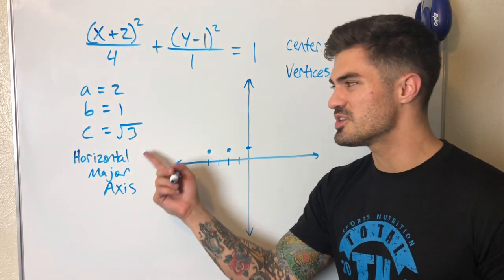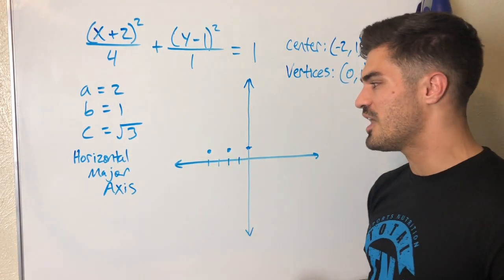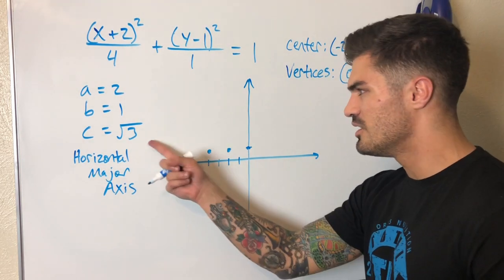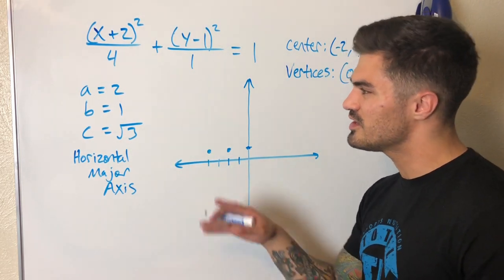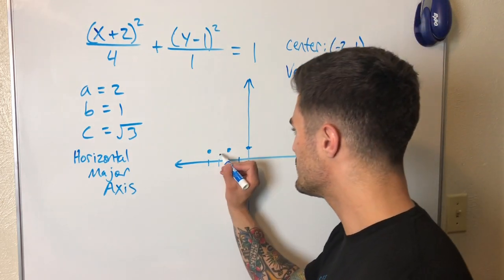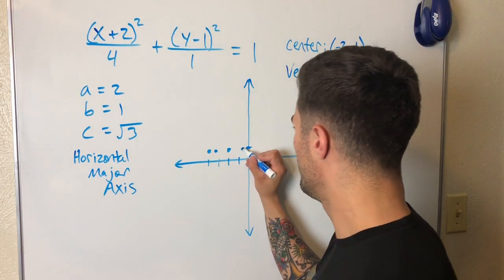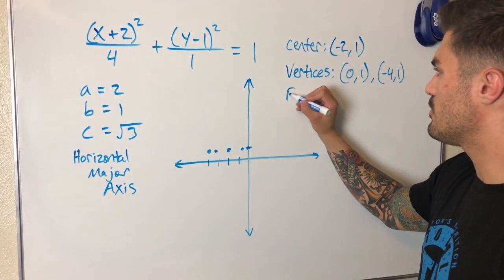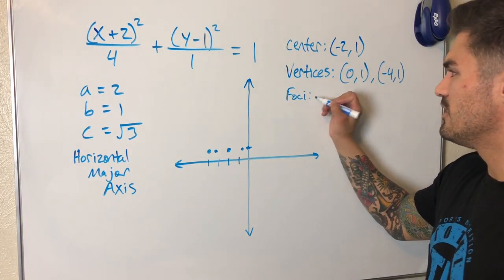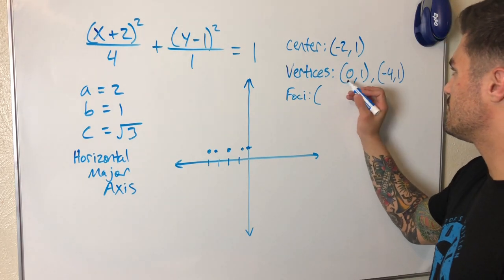So I could technically punch this in a calculator if I wanted to estimate, but I'm fine with root 3. I know root 3 is somewhere between 1 and 2. I think it's a little closer to 2. So I'm just going to estimate and put about here. And as far as for my foci, I'm just going to write it in that term. I just always feel like that's nicer.